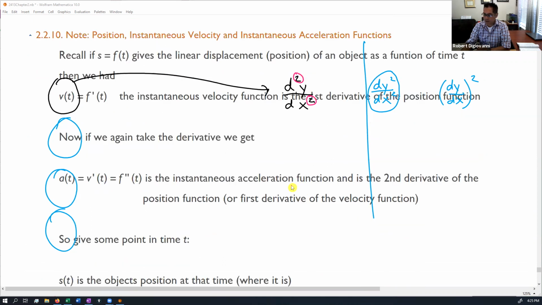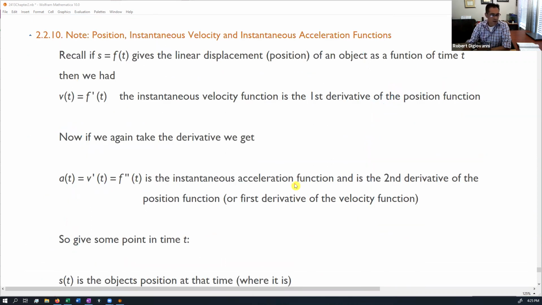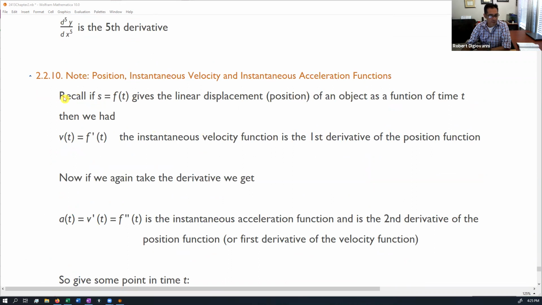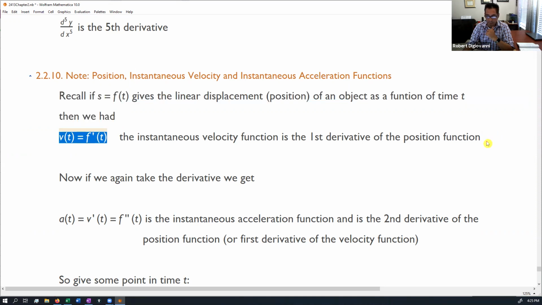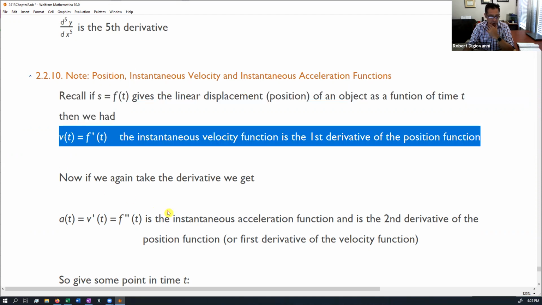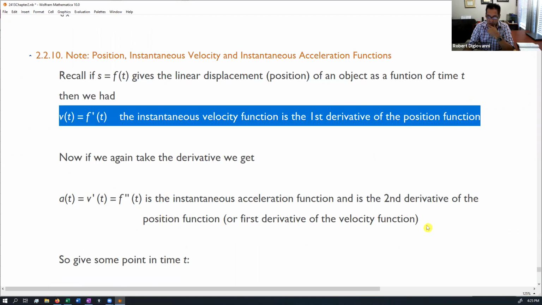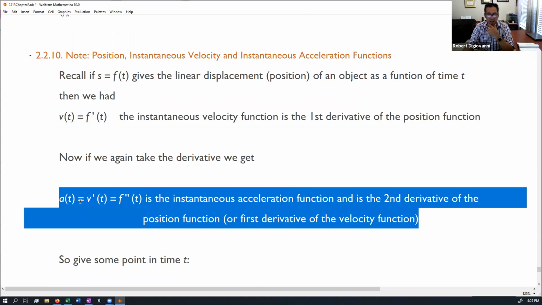Last thing I'll say is something I already said last time, and that is if we have the position, right? We did this last class. Last section. If we're given a position function, the first derivative gives us the velocity. Okay, so first derivative gives us instantaneous velocity. The second derivative gives us the instantaneous acceleration of an object.